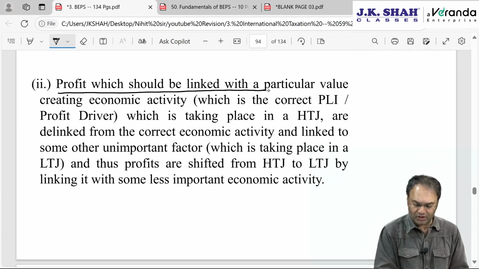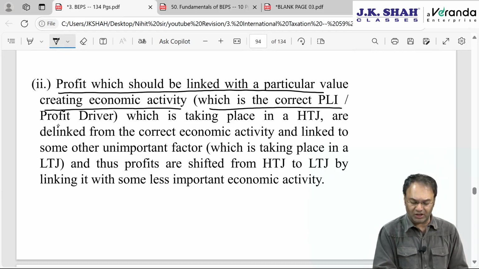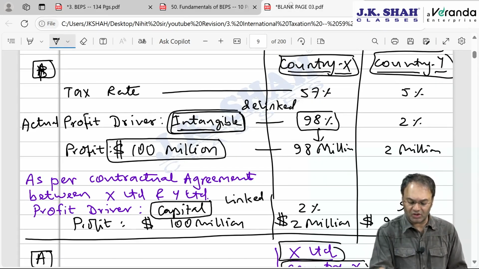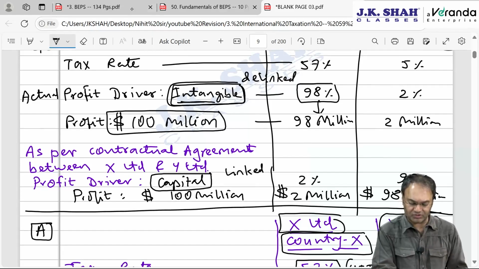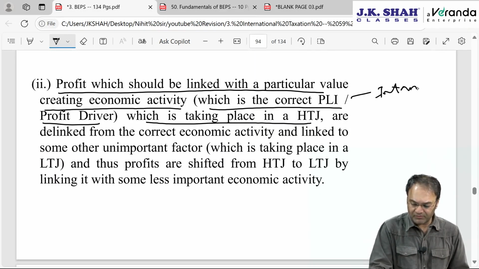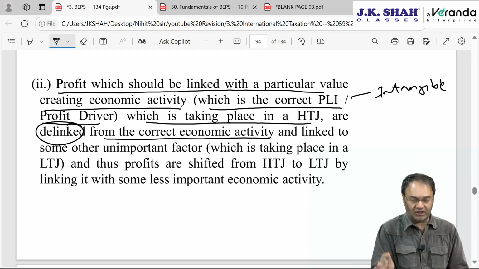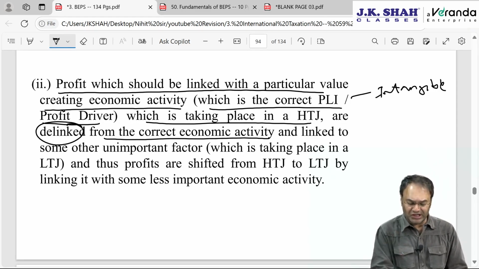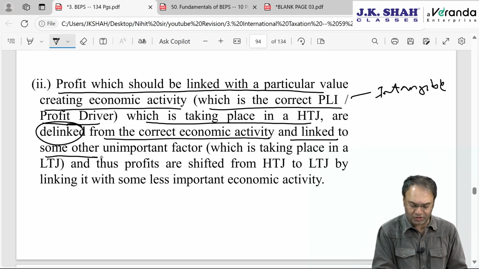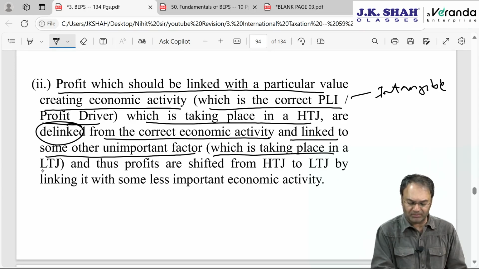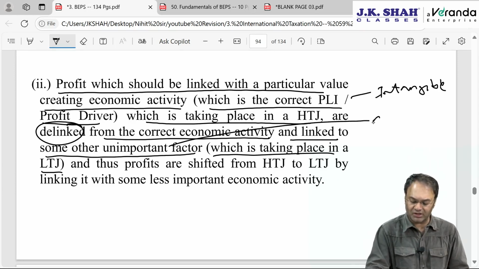Profit should be linked with a particular value adding or value creating economic activity, which is the correct profit level indicator or correct profit driver. The correct profit driver is risk, which is taking place in a high tax jurisdiction, or rather in this example, intangibles. But profits are delinked from the correct economic activity. The correct economic activity is intangible, it is delinked from that, disconnected from that, and it is linked to or attributed to some other unimportant factor which is taking place in a low tax jurisdiction. Which unimportant factor? It is linked with capital.